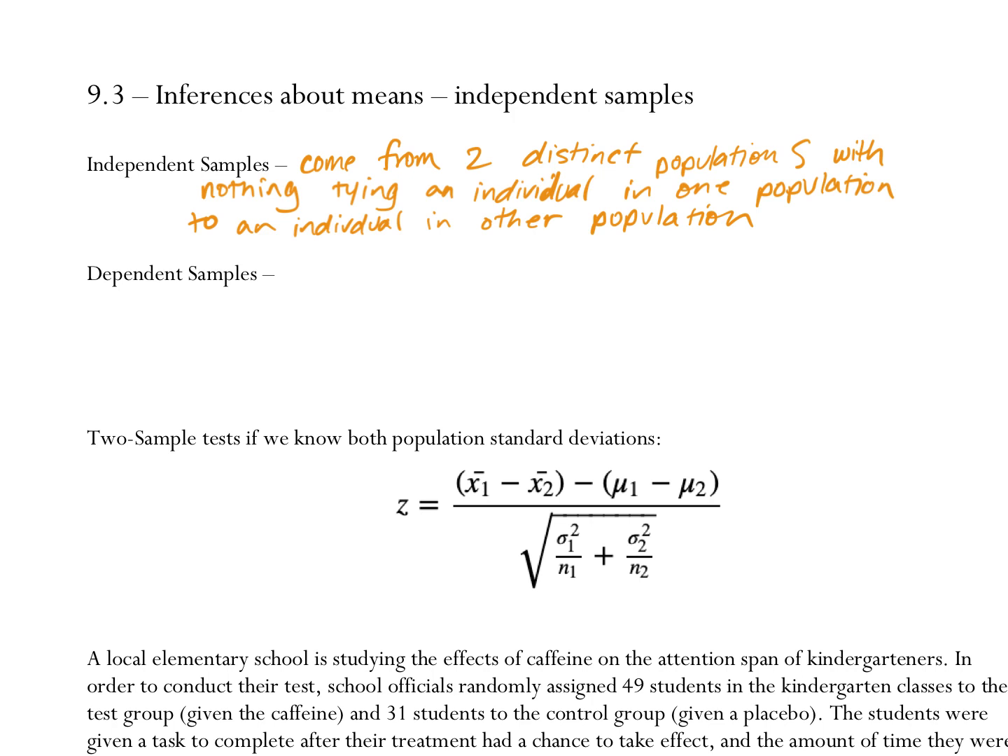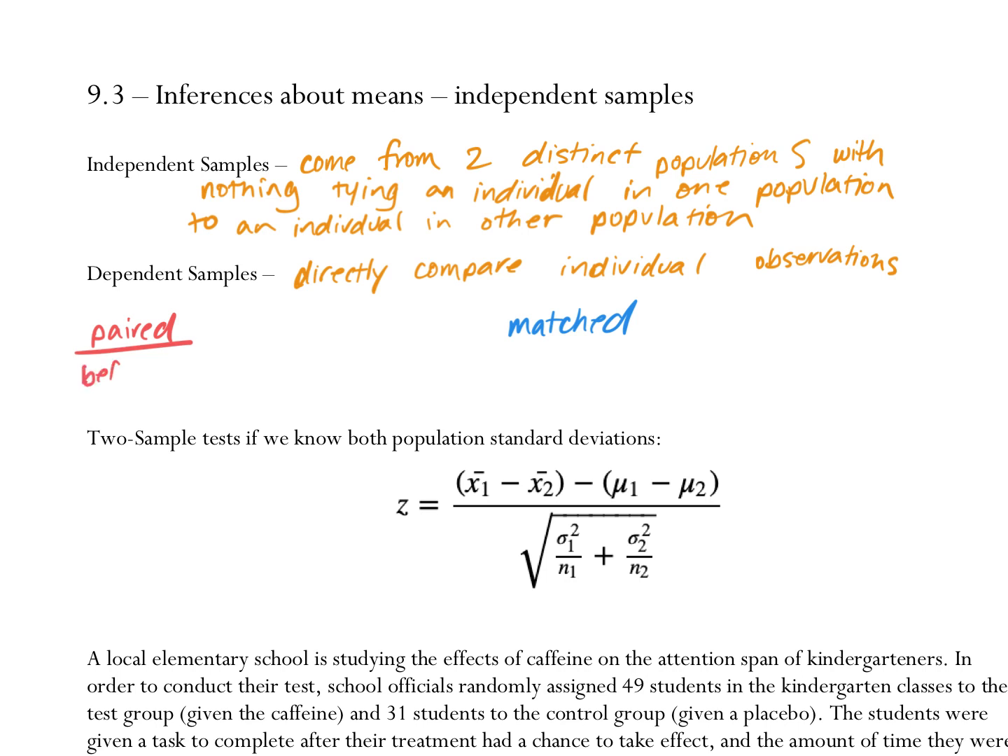With dependent samples, you can directly compare individual observations. There are two kinds: paired and matched. An example of a paired dependent sample might be a before-after study, where I made you take a pre-test and then a post-test. Then it would make sense to directly compare each individual's pre-test and post-test. So paired usually is the same participant.